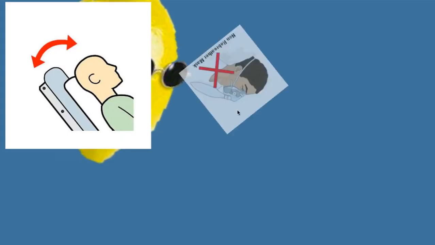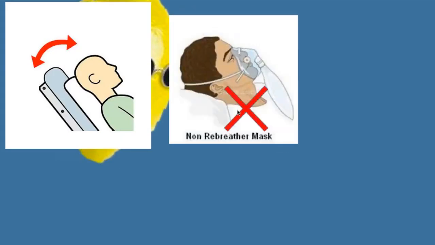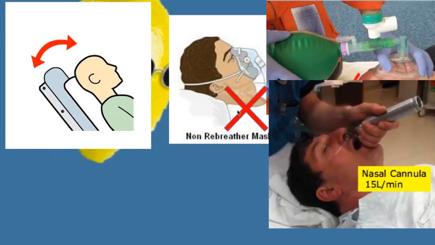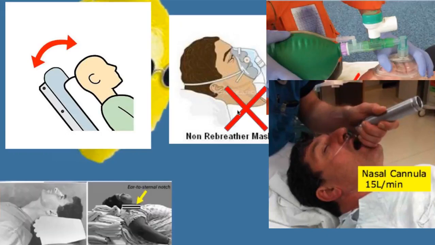Pre-oxygenate your patient head up. Don't pre-oxygenate your patient using a non-rebreather mask. Instead, you must always use a tight-fitted mask, preferably with a PEEP valve, and always apply nasal cannula at 15 liters per minute. If your patient is lean, then the morning sniffing position is the way to go.